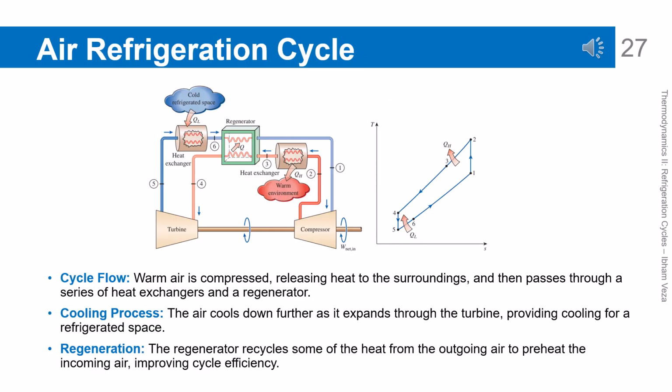Air refrigeration cycle explanation. In this cycle, air passes through several stages of heat exchange before and after expansion. The regeneration process helps recover energy that would otherwise be wasted. After expansion in the turbine, the air reaches a low temperature that can be used for cooling. The air then returns and completes one cycle. This approach improves efficiency compared to the simple gas cycle.